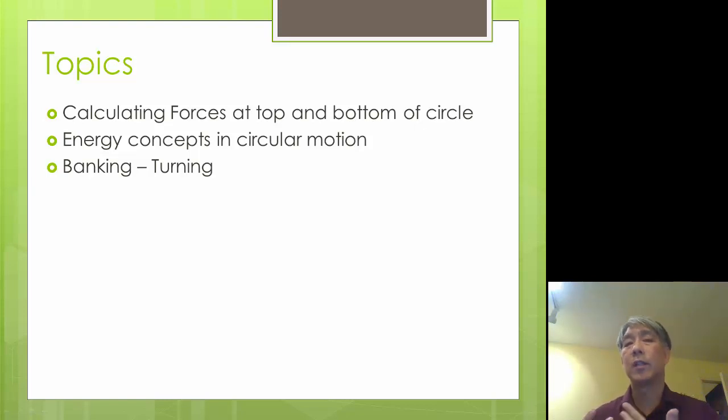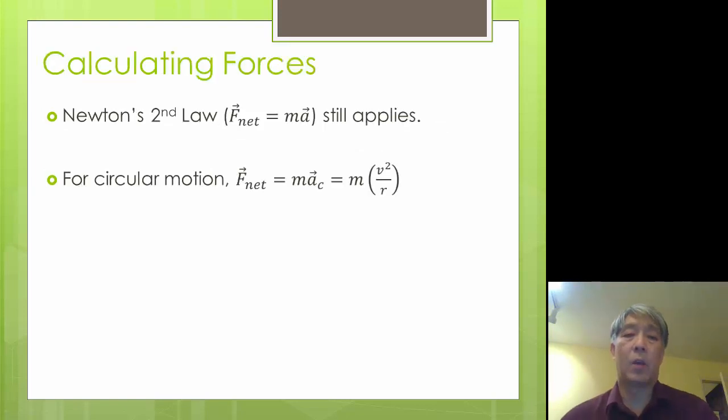The reason we're going to look at just the top and the bottom of the circle is because those are the points where our forces are going to line up, and I'm only going to have a centripetal acceleration or a centripetal force. I'm not going to have any tangential forces involved. Then we're going to look at some concepts involving energy using circular motion. And then we're going to end looking at some banking situations. These are situations where the car or plane is going to be trying to turn in a circle by using its perpendicular forces.